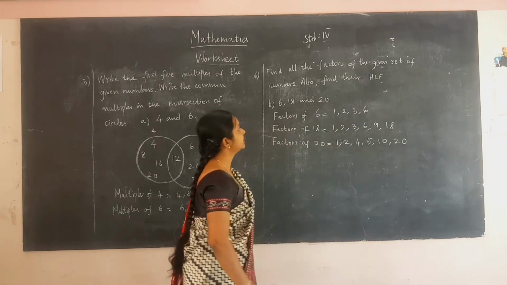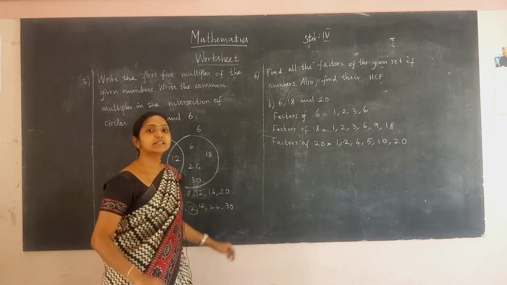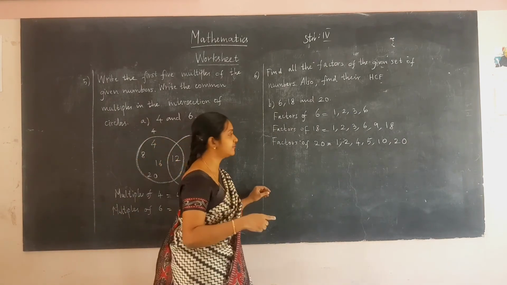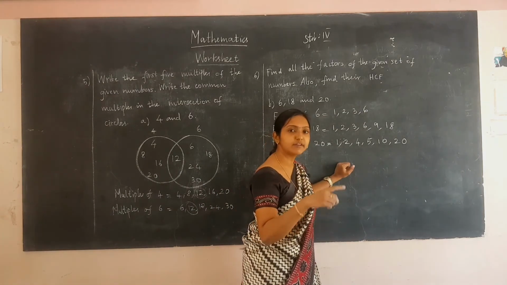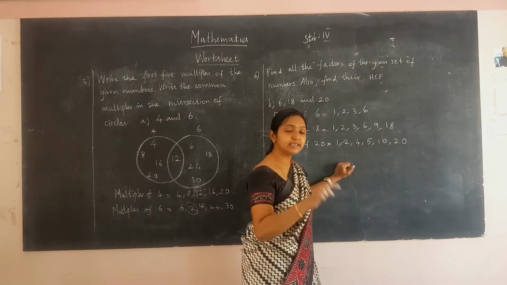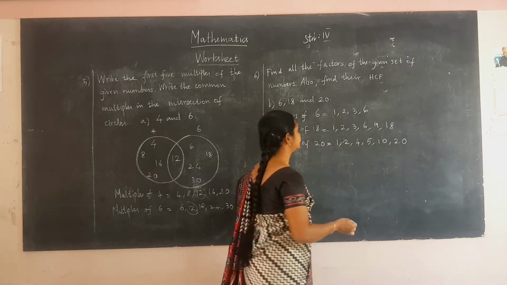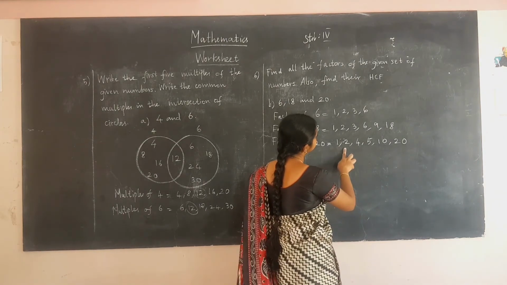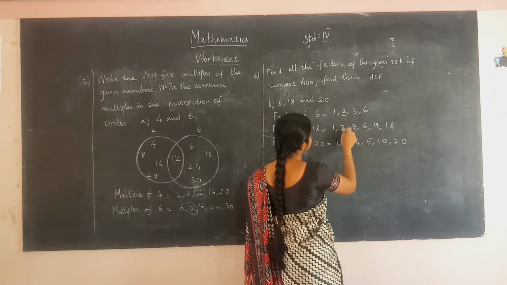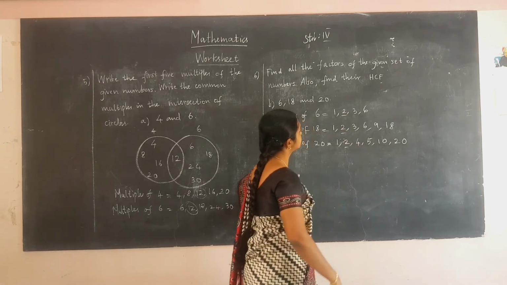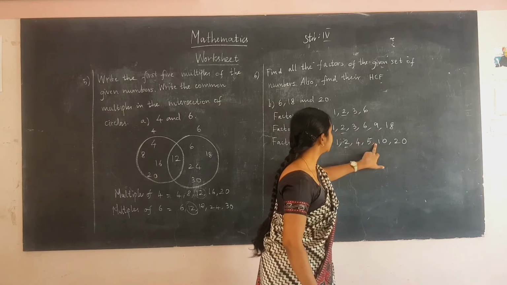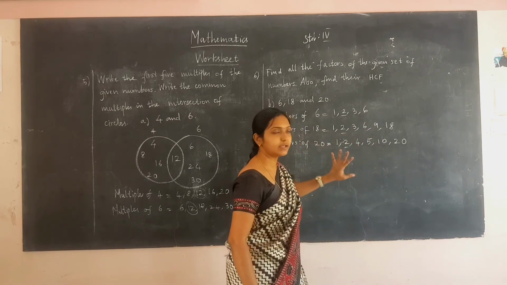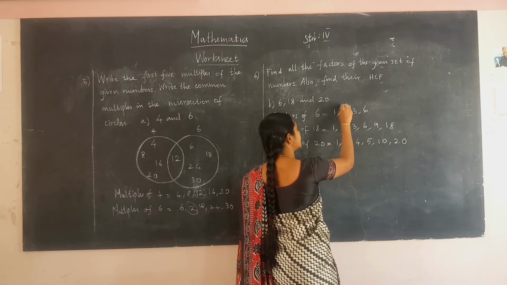Now we have to find HCF. HCF means highest common factor. Now we have written the factors and we have to find the common factor and we have to find the highest of that common factor. Here 2 is common. Next, 3 is not here, 6 is not here. So, the only common number is 2.